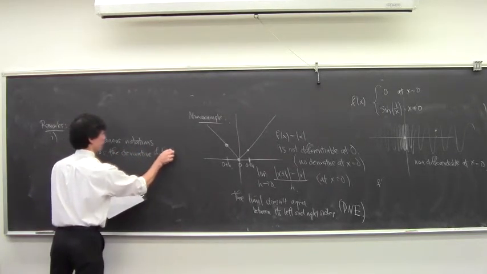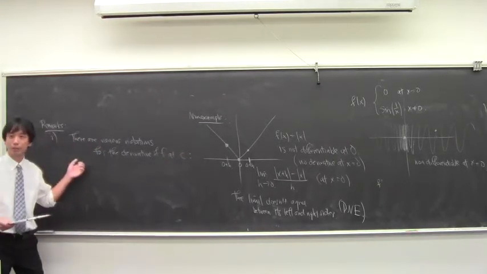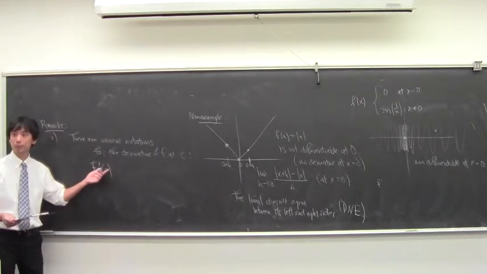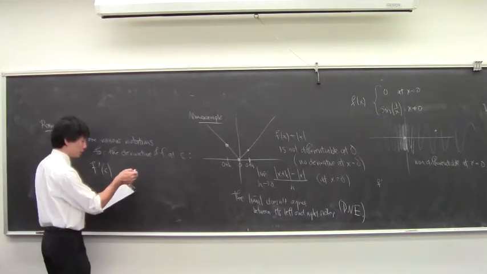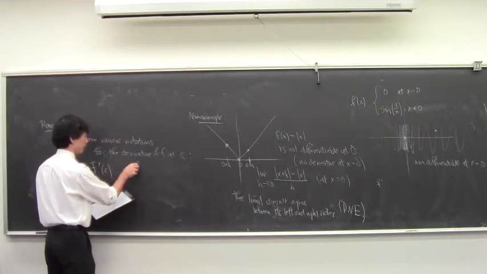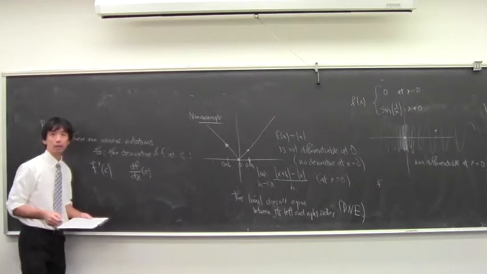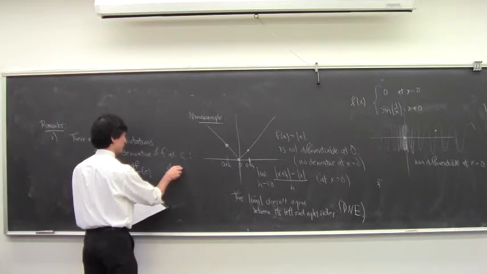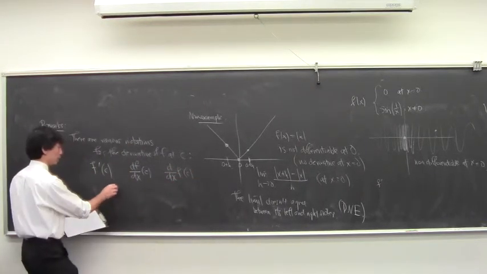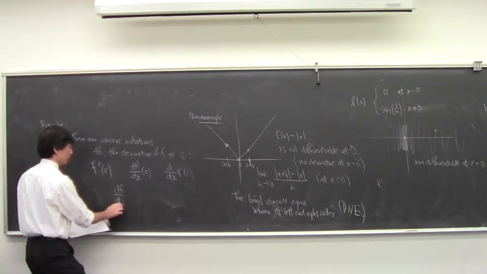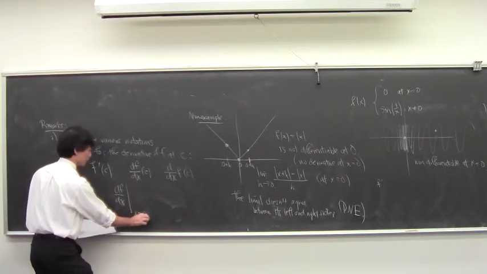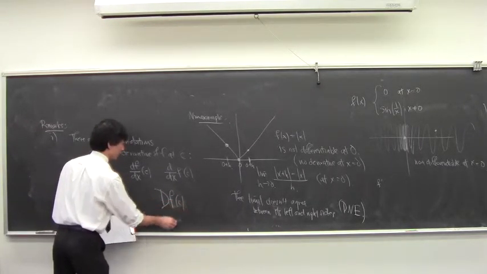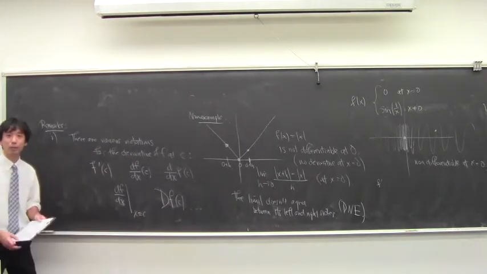of f at c. The derivative of the function at some point c, the one that we're using, is f prime of c. But you also see people write df dx at c, or pretty similar, d dx of f at c, or df dx evaluated at x equals c, or derivative of f at c. Anyway, these are all the same thing.